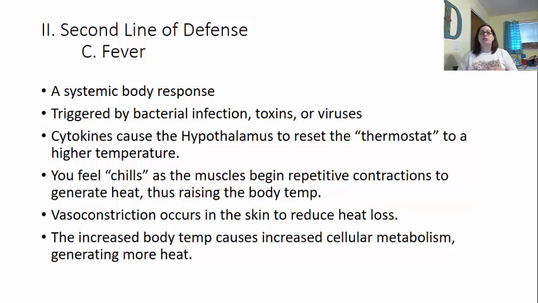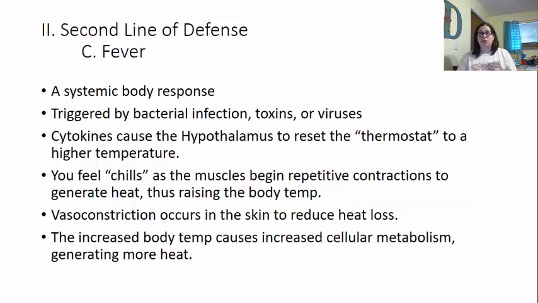Okay, so inflammation was a local response to an invader or an issue, damage. Fever is going to be a systemic or a whole body response. This can be triggered by bacterial infections, toxins, or even viruses. What happens here is cytokines cause your hypothalamus to reset the thermostat. Okay, and so in your brain, you have an area of the hypothalamus that is going to contain all of your homeostatic regions. Okay, making sure you have a homeostasis.